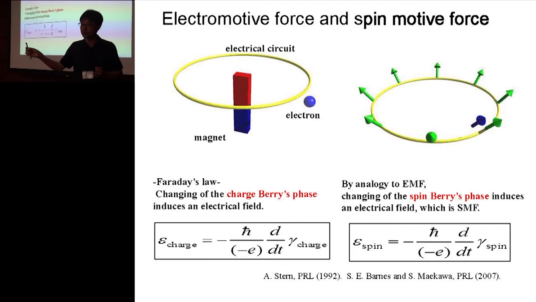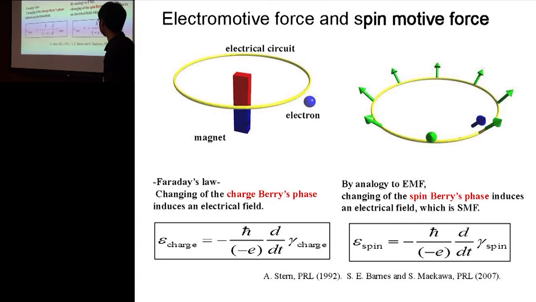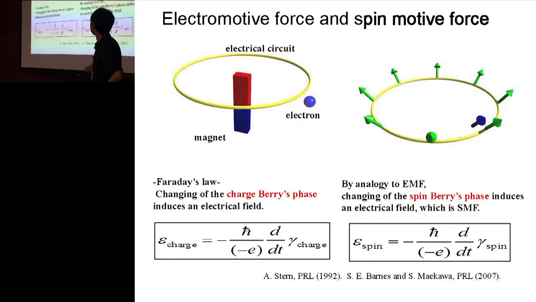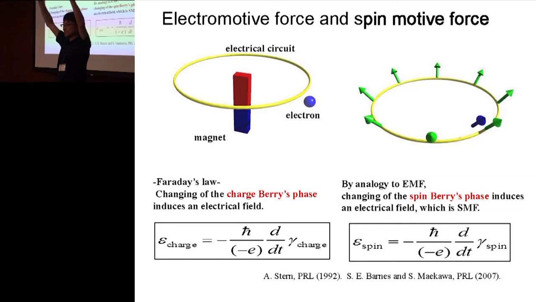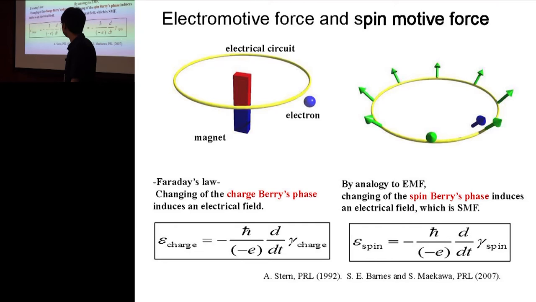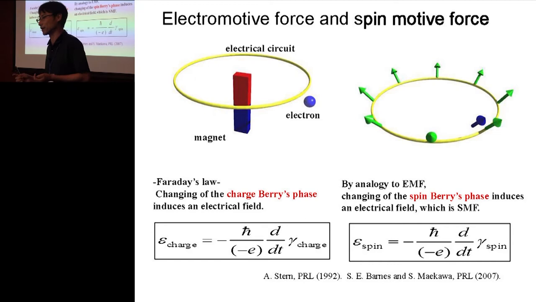Then, if you have some time derivative of this spin Berry phase, it means just the motion of these spins, which change the Berry phase, the solid angle. In this case, the solid angle is like this. This change in solid angle of spin leads to a change in Berry phase, meaning now we have spin-dependent motive force. So here we show the up spin, but if we have the down spin, then the down spin shows the opposite motion to up spin. So everything depends on spin.